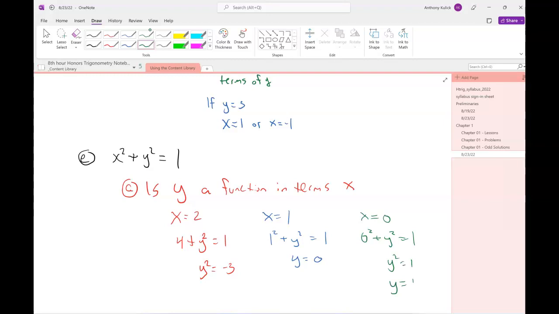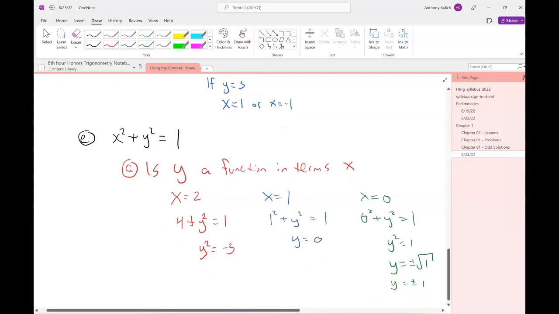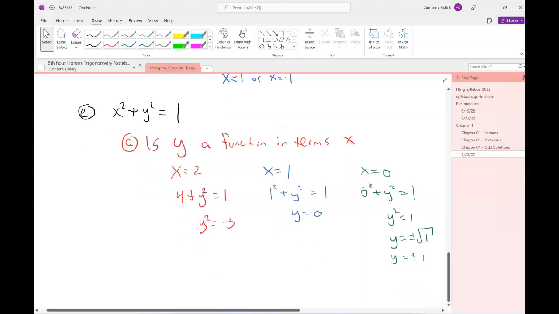So when we square root both sides, we get 2 y values. So no, not a function. Everybody's okay? So we just played around with it a little bit, and we found that, yeah, there are some values for x. They give me 2 y values. They can have 2 y values for it, right? Does that all make sense?